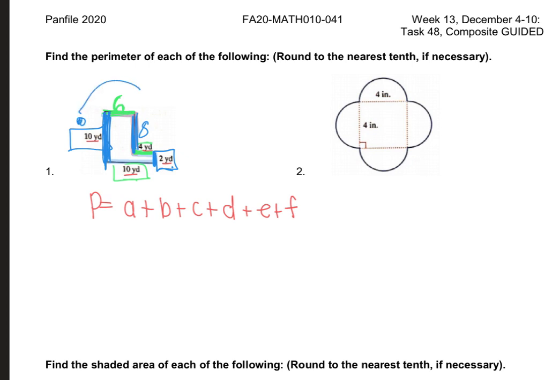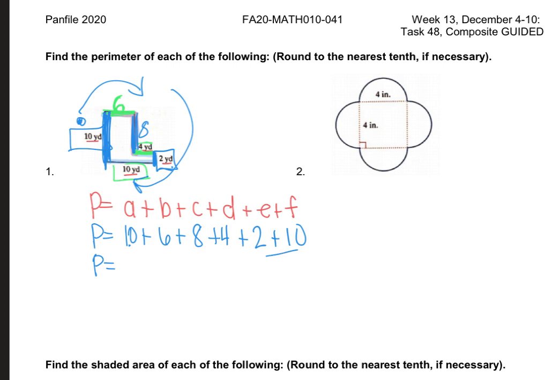I'm going to start here and go clockwise. So I have P equals 10 plus 6 plus 8, the 2 that I found, plus 4 plus 2 plus 10. And I'm all the way back at the beginning. So 10 plus 10 is 20, 8 and 2 is another 20, 6 and 4 is another 10, 6 and 4 is another 10. So I have 20 plus 10 plus 10, which gives me a total of 40 yards. Oh, sorry, just yards. I'm in perimeter.